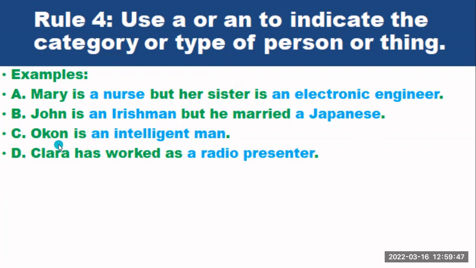Let's look at example C. Okon is an intelligent man, a type of person. So use a or an to indicate the category or type of person or thing you are talking about.